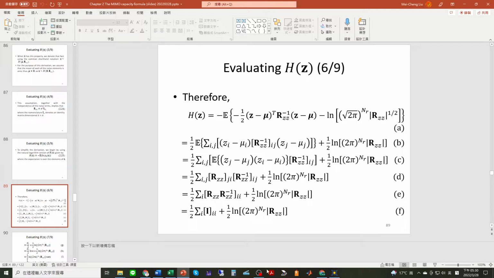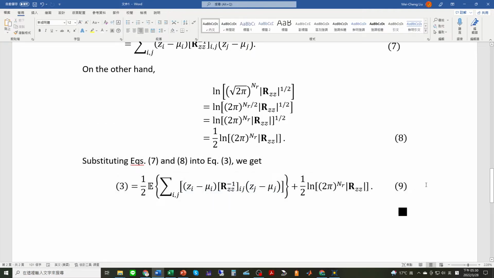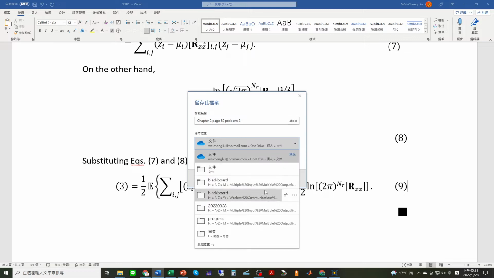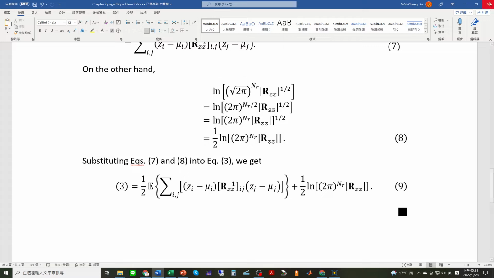So we have finished deriving the equation B. Do you have any problems? If you do not have any problems, let us save it. This is page 89, problem 2, and save this to the blackboard memo. Good.